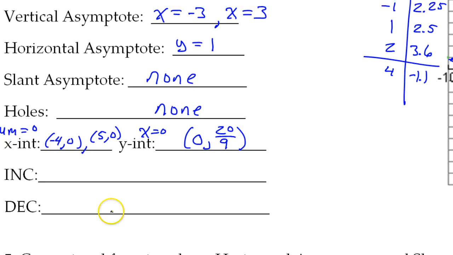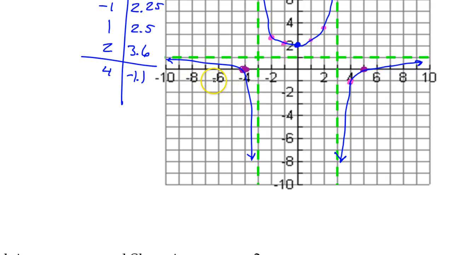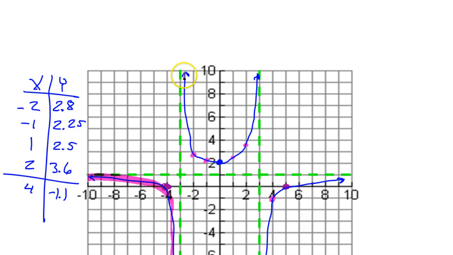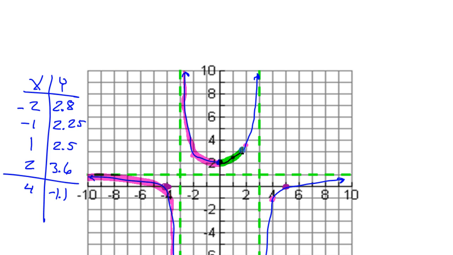Okay, now let's talk about increasing and decreasing. Okay, so we'll just go left to right, and we're talking about x values. So as we travel this graph from left to right, this first branch from left to right is going down, down, down, down. Okay, it is decreasing. Okay, and then it picks up right here, and again it's going down, down, down, down. It's decreasing, at least to right here. And then it changes directions and it starts increasing from here to here.